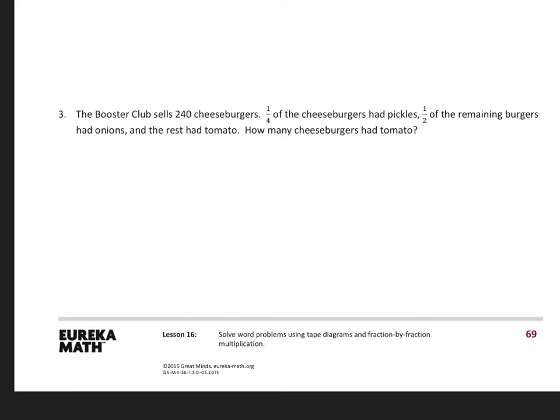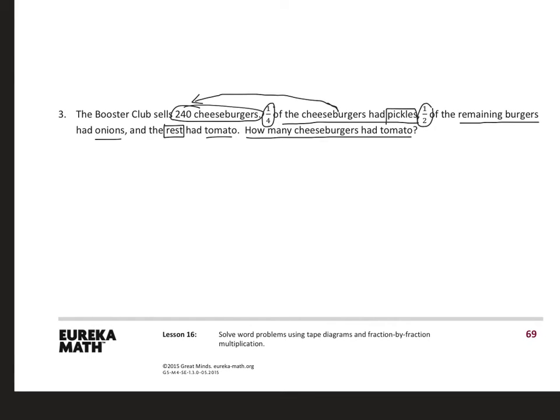All right, let's look at number 3. Number 3 says the Booster Club sells 240 cheeseburgers. They say that 1/4 of the cheeseburgers had pickles. All right. Remember the cheeseburgers right here. This word refers to the 240 back over there. 1/2 of the remaining burgers had onions, and the rest had tomatoes. They want to know how many cheeseburgers had tomatoes.